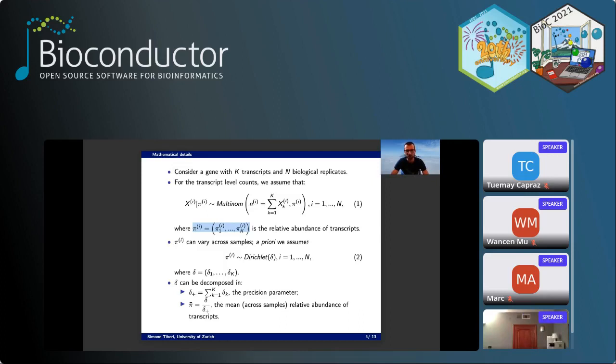Now, the delta parameter of the Dirichlet can be decomposed in two parts for interpretability. The first one, represented by the summation of the deltas, is the precision parameter, and it indicates the degree of overdispersion, so what is the sample-to-sample variability. And then pi bar indicates the relative abundance of transcripts averaged across all your samples. And so that is the mean relative abundance of the group.